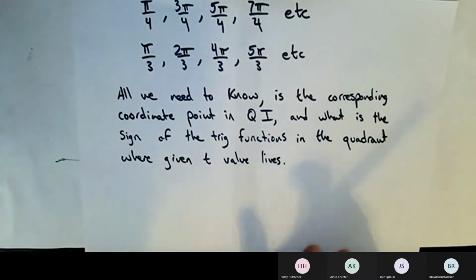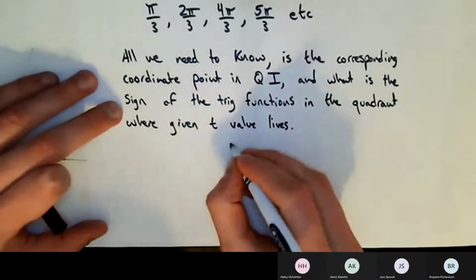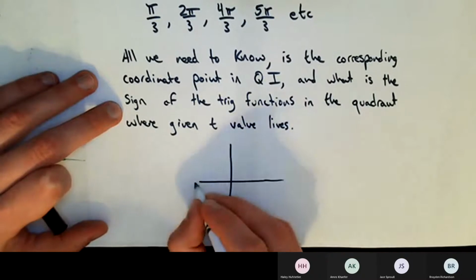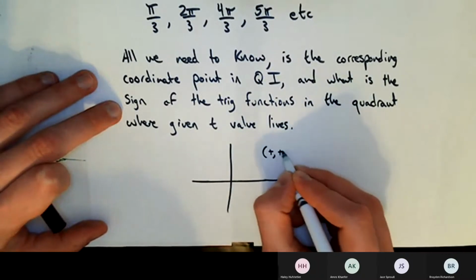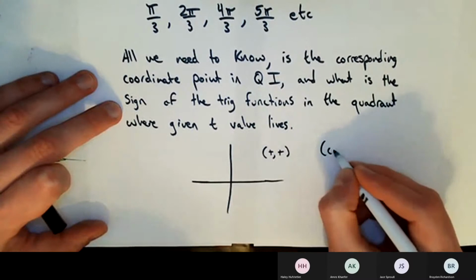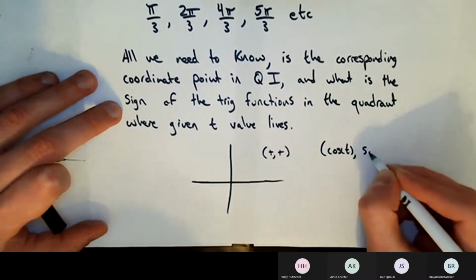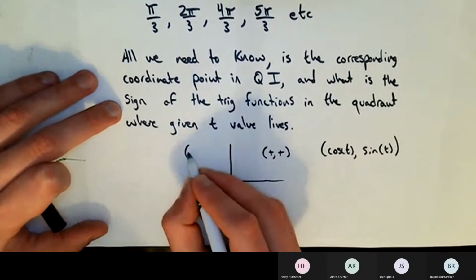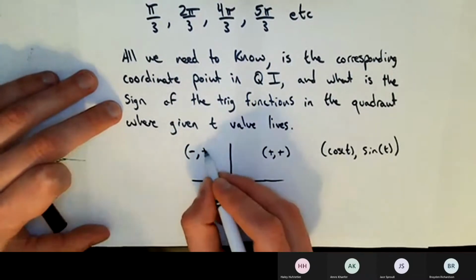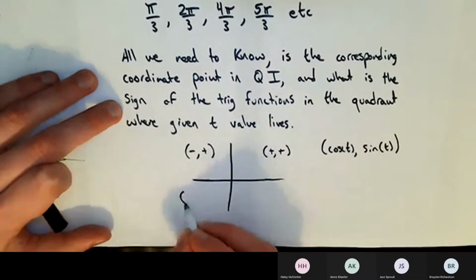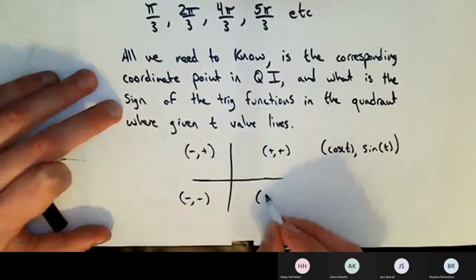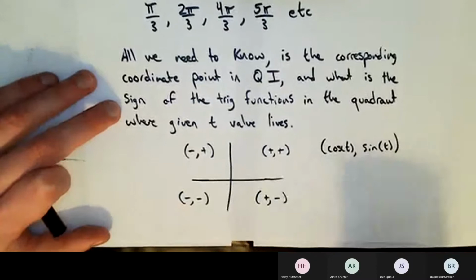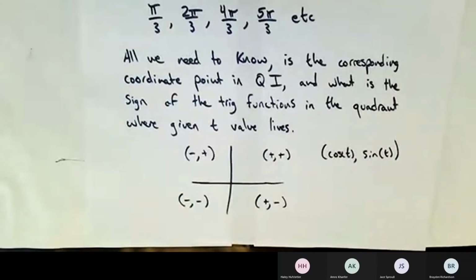By the way, what are the signs of the trig functions in the other quadrants? Remember these coordinate points are cosine t, sine t. They're both positive in quadrant 1. Cosine is negative in quadrant 2 and sine is positive in quadrant 2. They're both negative in quadrant 3. Cosine is positive and sine is negative in quadrant 4.